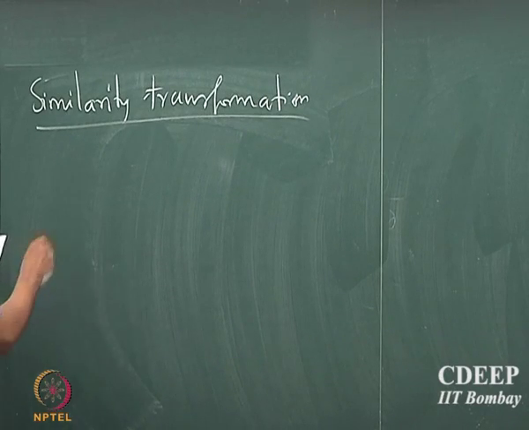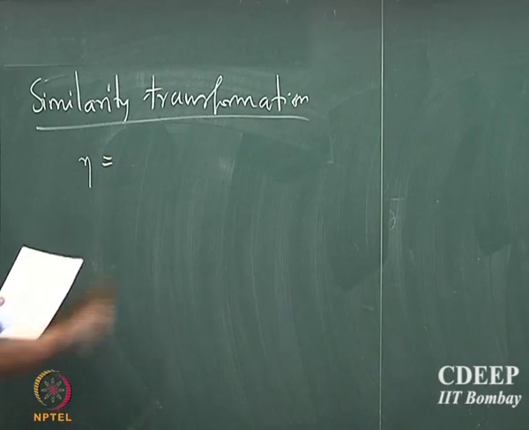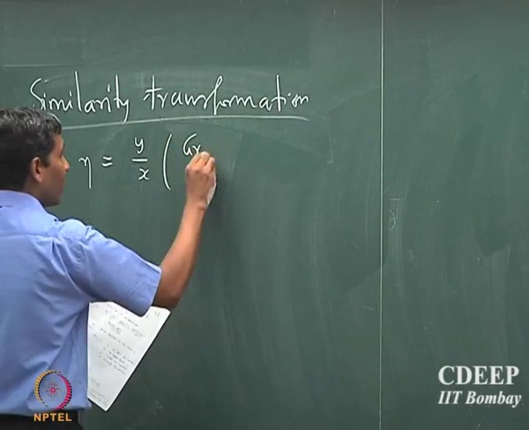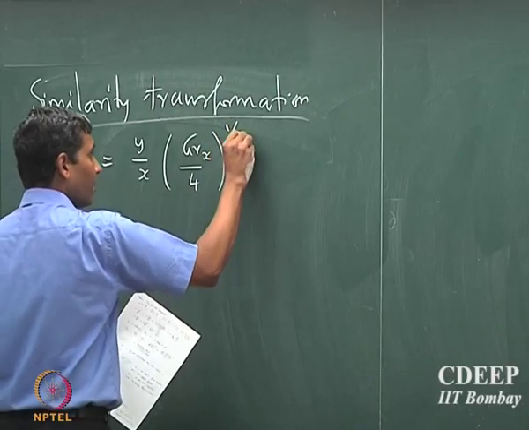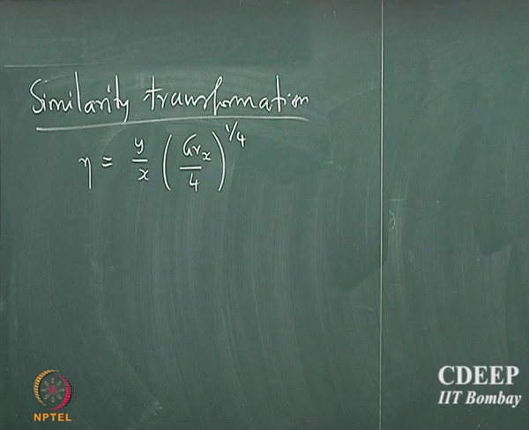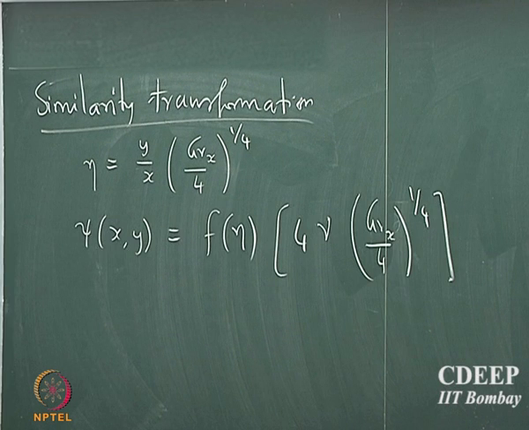Okay. So we are going to introduce a similarity variable, which is eta equal to y by x into the local Grashof number by 4 to the power of 1 by 4. It's not magic that these expressions have come through. People have done careful, detailed analysis of the model equations and scaling in order to get these. It's out of the scope of this course, and we will not go into the details of how to get these similarity variables, but there is a formal method to do this. And then you define psi, which is essentially the modified stream function.